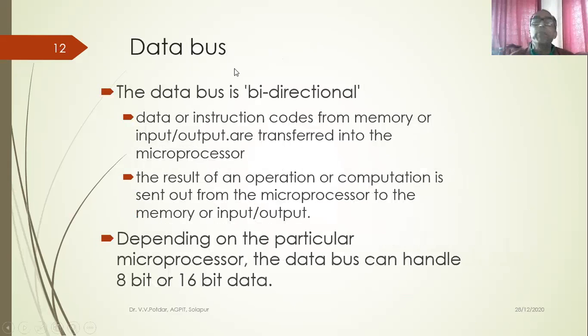Then you have a data bus. The data bus is bidirectional. It can send signals and it can receive signals. Data or instruction codes from memory or input or output are transferred into the microprocessor. The result of an operation or computation is sent out from the microprocessor to the memory or input and output. Depending on the particular microprocessor, the data bus can handle 8-bit data or 16-bit data.